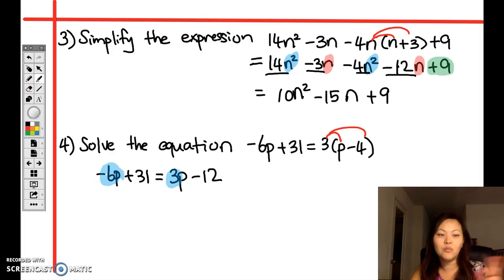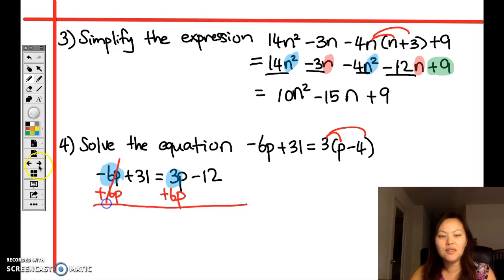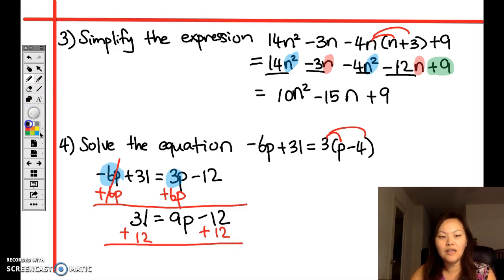So I don't like to have variables on both sides. None of us do, actually. So we're going to get rid of the small guy by adding 6p, because you know negative 6p is smaller than 3p, right? So add 6p to both sides of the equal sign. So this one cancels out. And so we have 31 equals 3p plus 6p is 9p minus 12. So let's go ahead and add 12 to both sides. And so now you get 9p equals 31 plus 12, which is 43.